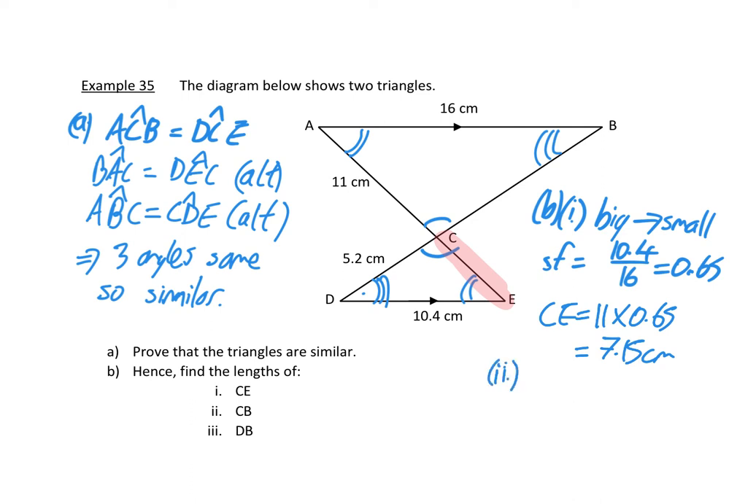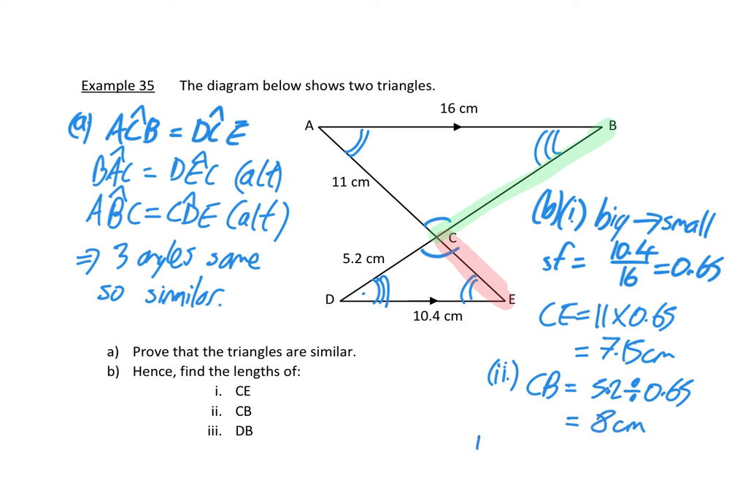For part 2 of this question, we need to find CB. So CB, where is CB? CB is going to be here. So CB is this side here. And where does it come from? It comes from the 5.2. Now, CB is the bigger one, so it's going to be 5.2, and it's divided this time by 0.65. And if you do that, you get 8 centimeters.